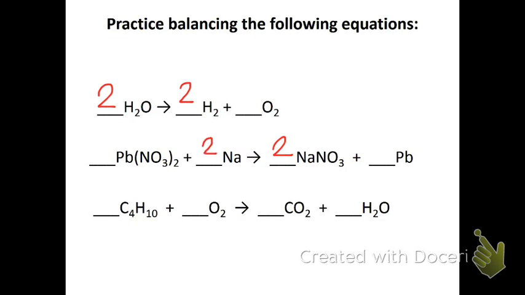Yeah. Let's just double check. I have 1 lead on each side. We're good. I have 2 nitrates on both sides. We're good. And I have 2 sodiums. Do we have to put anything if there's a 1? No, because the assumption is that you wrote it down, so there's at least 1. Because if there wasn't at least 1, would we have written it down?